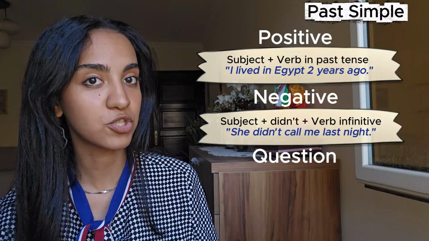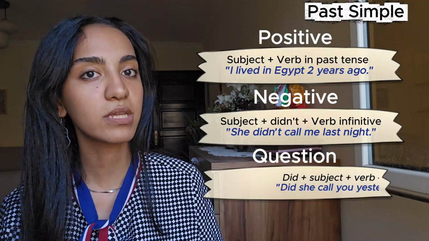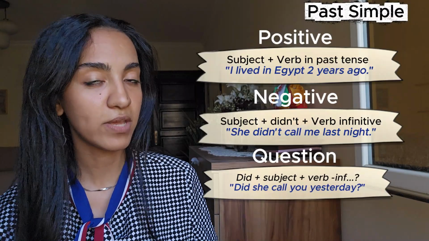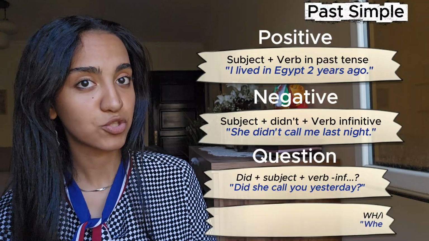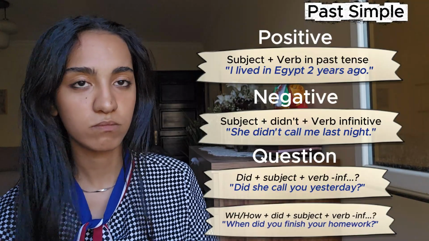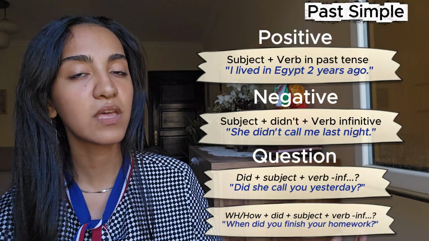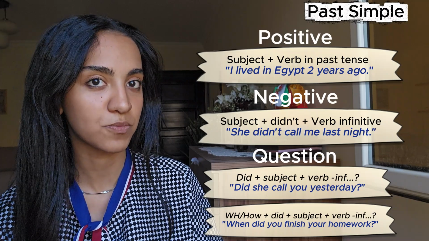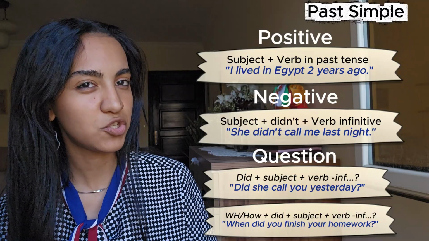For yes and no question, did, subject, verb in infinitive, then the rest of the question. For the WH questions, the WH word like what, where, when, how, then did, then the subject, then the verb in infinitive, then the rest of the question. For example, when did you finish your homework?